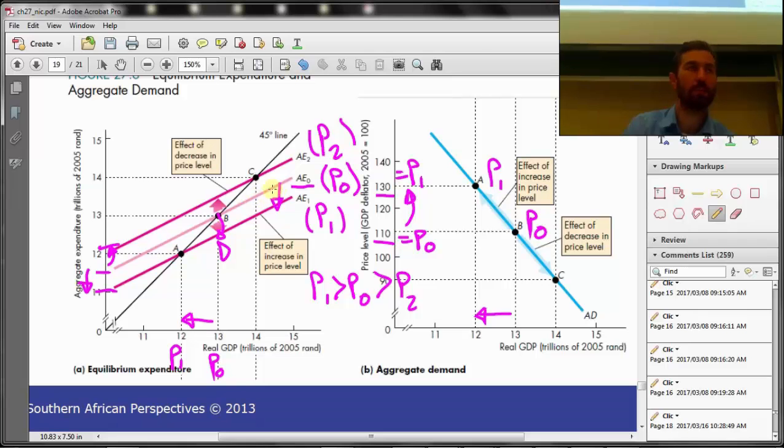When the aggregate expenditure curve shifts up, we move from point B towards point C. Point C is our new equilibrium at lower prices. Lower prices generate higher output. Okay? In other words, we move from point B towards point C. As the price level decreases, the level of expenditure increases.